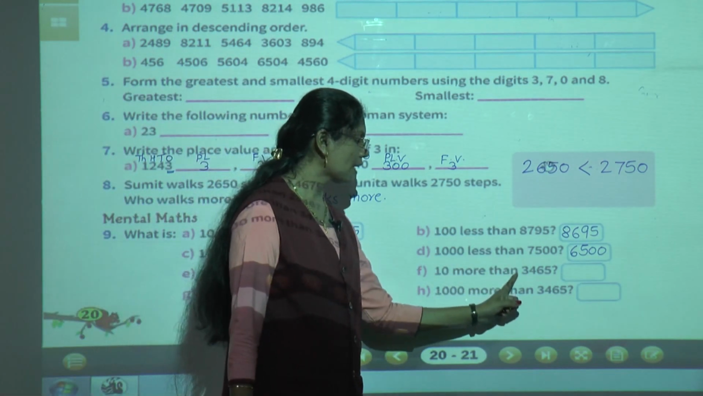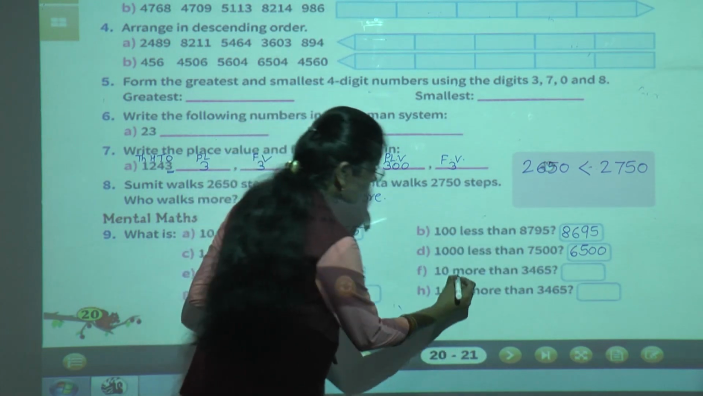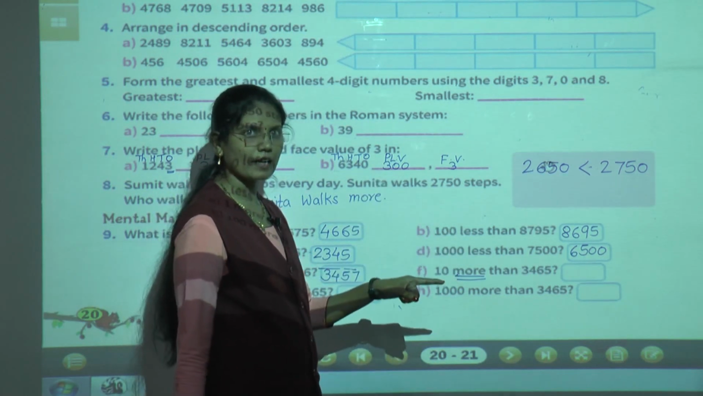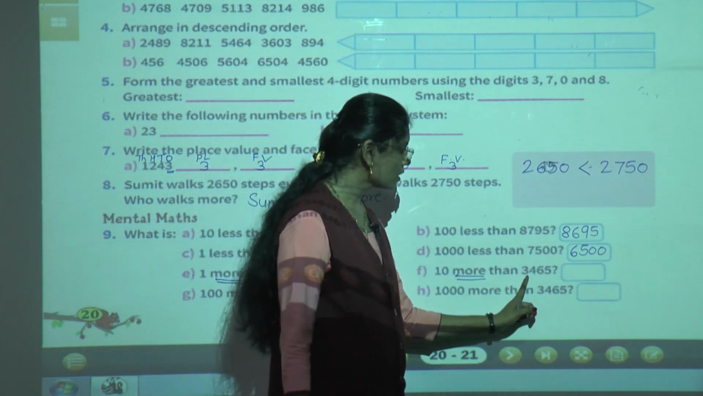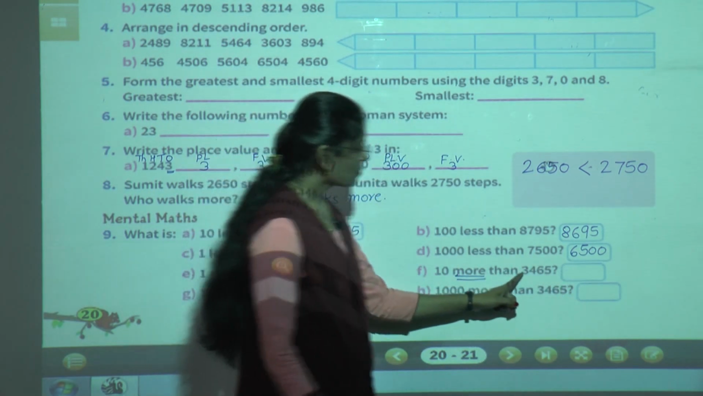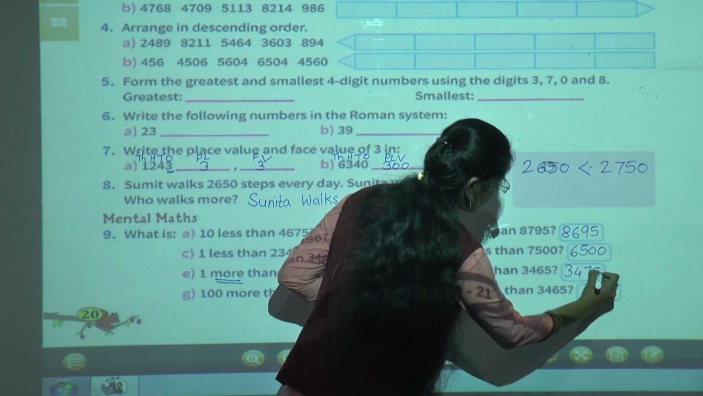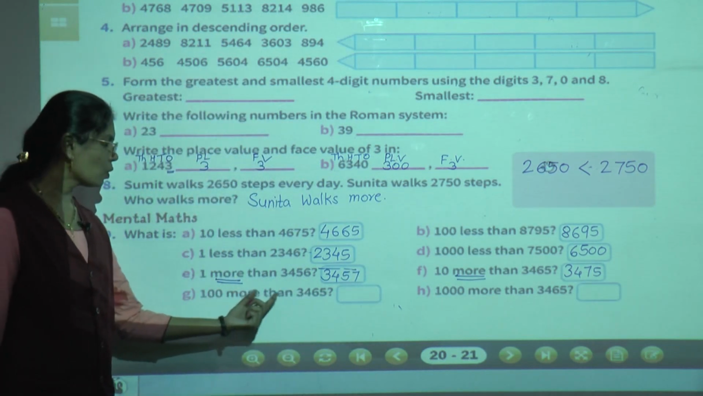Now move to the next question. 10 more than 3465. Again more is there. More means addition, less means subtraction. How many do you have to add? 10. So do the addition. 3465 plus 10. What will be the addition? 3475.